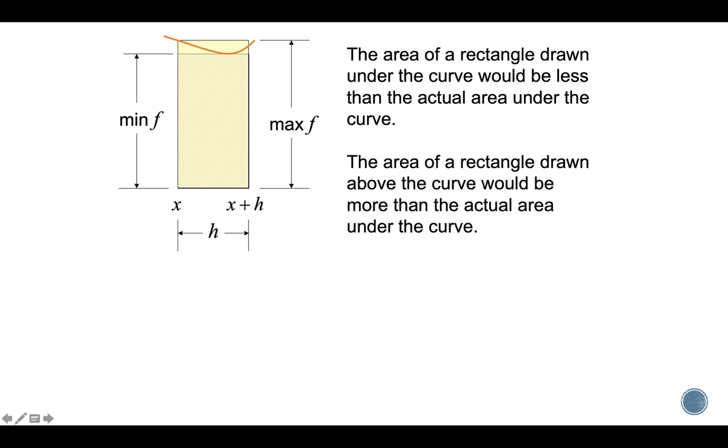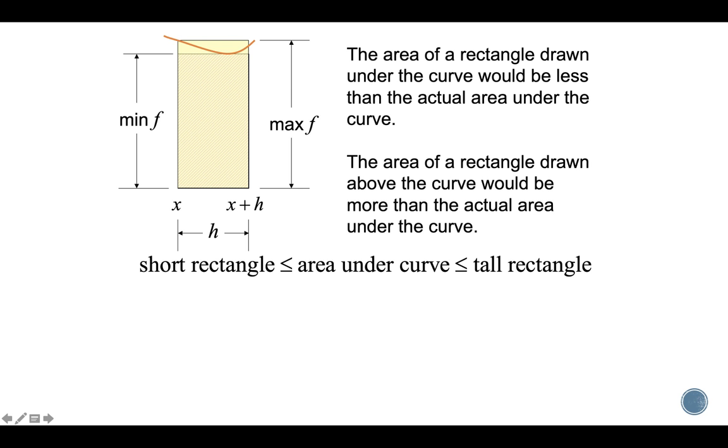The area of the rectangle shown above the curve would be more than the actual area under the curve. So here, if we take the maximum value of our function and multiply it by h, that's going to give us this rectangle that has a little bit of extra area. So the short rectangle is less than or equal to the area under the curve, which is less than or equal to the tall rectangle.